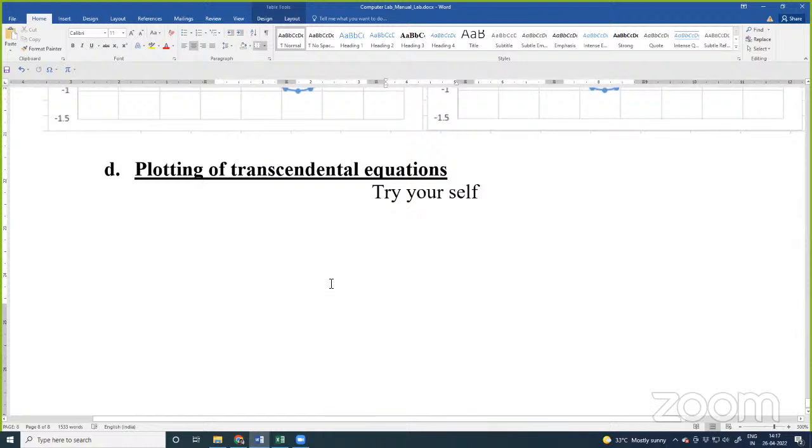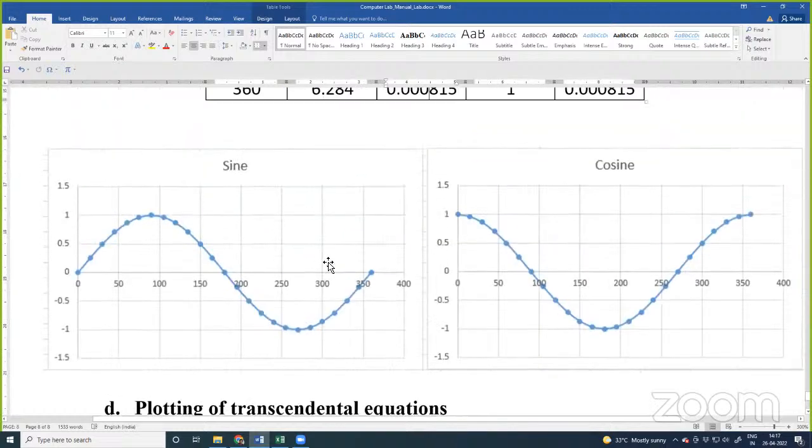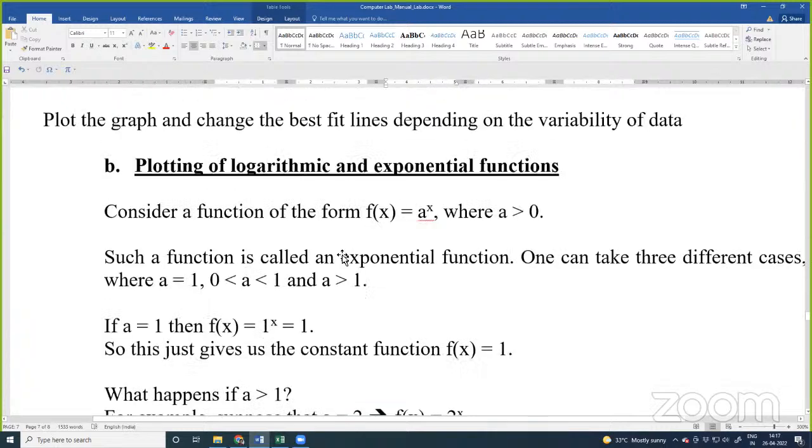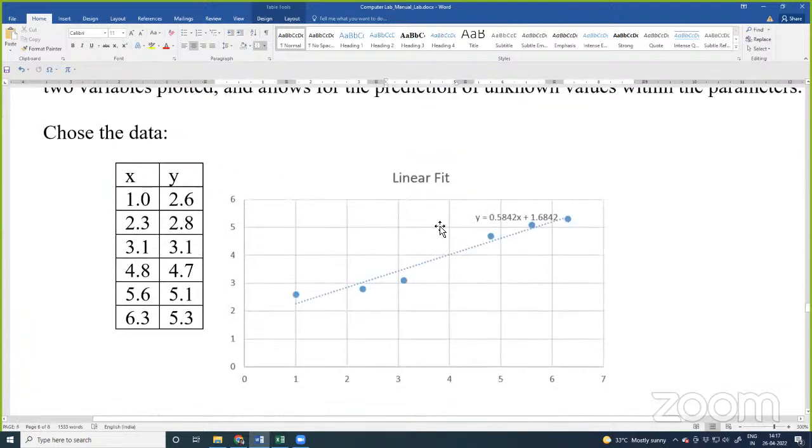Similarly, you can plot it for transcendental functions or transcendental equations. I hope you got up to this extent. What I will do, I will explain this phenomenon one after the other. Let it be a first case with the linear fit. Then x is equal to this data point.